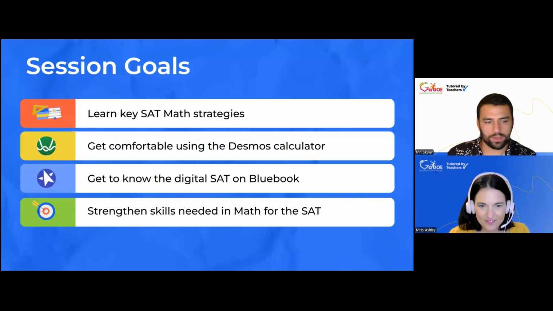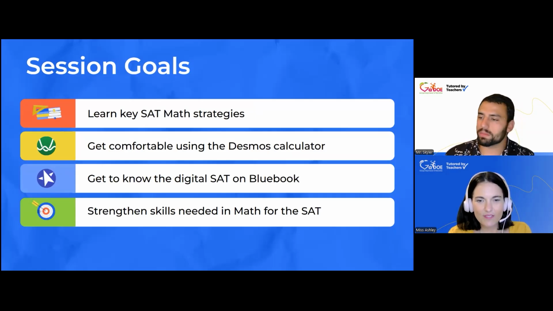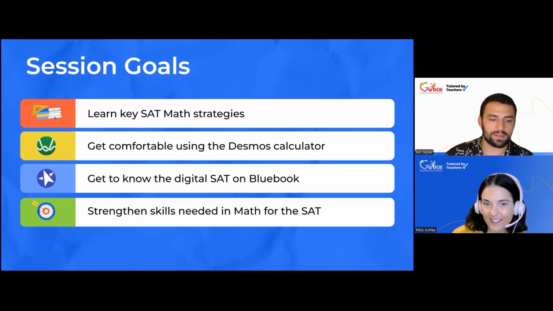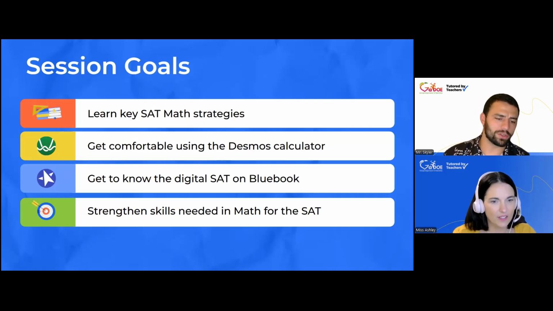Now, our session goals: we want to make sure we learn key SAT math strategies. We're going to go through some of the tools and some of the strategies with you today. Of course, we've been talking about that Desmos graphing calculator, and you want to make sure that you're using that because it's the same one that is built into Blue Book for you. So when you are doing your SAT, you get the same calculator that we're going to practice with today. It's the exact same as what's on your SAT, and if you practice how you play, you're going to do well. We also want to build the strength and skills needed for math on the SAT.